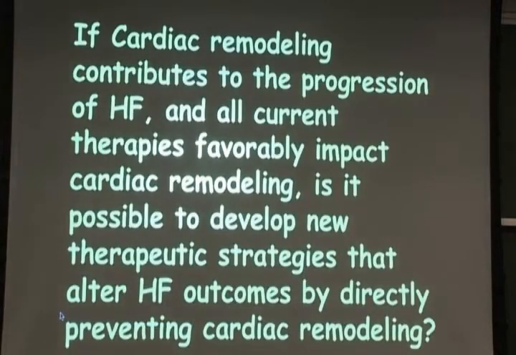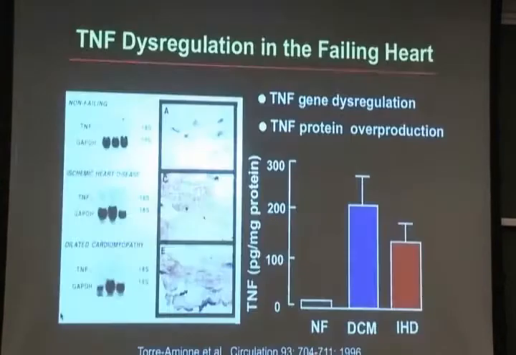So if cardiac remodeling contributes to the progression of heart failure, and I haven't shown you all the data because I wanted to focus on the science, and all current therapies favorably impact cardiac remodeling, is it possible to develop new therapeutic strategies that alter heart failure outcomes by directly preventing cardiac remodeling? So that's sort of been the theme for the lab over the past 5 to 6 years.